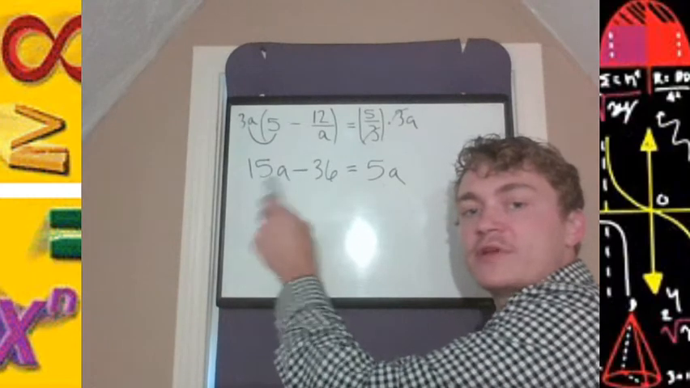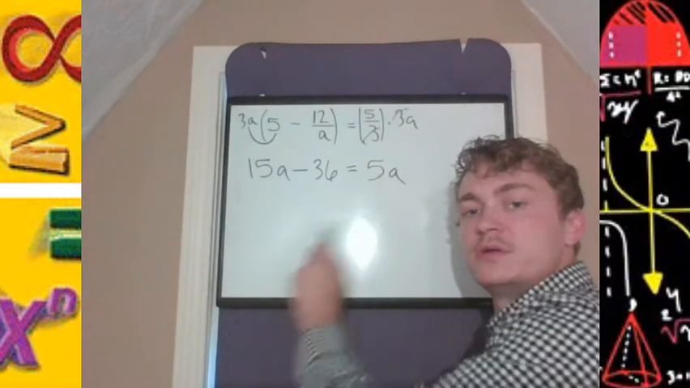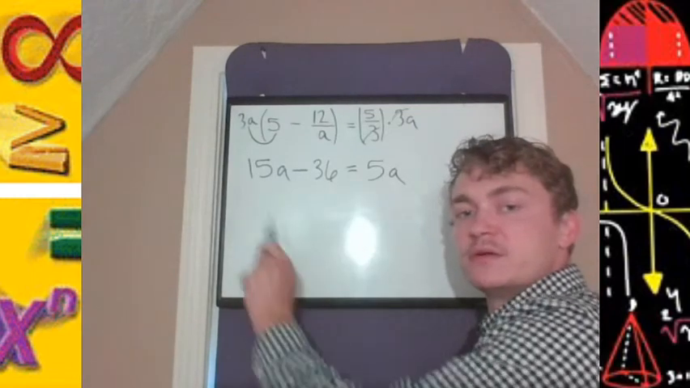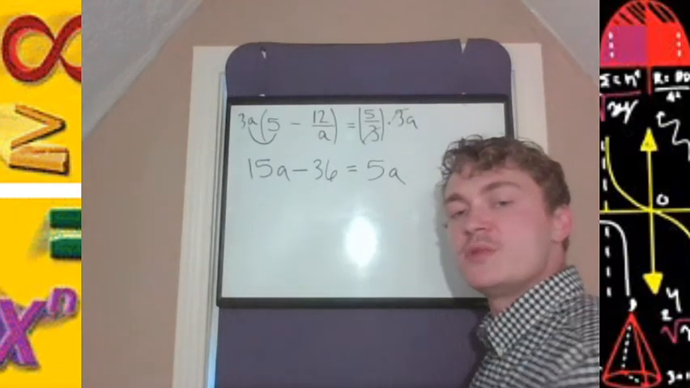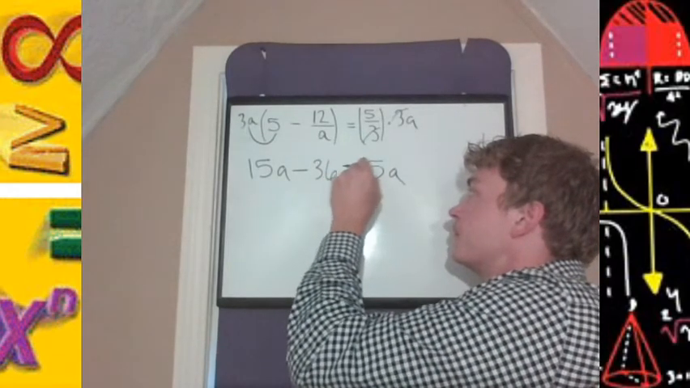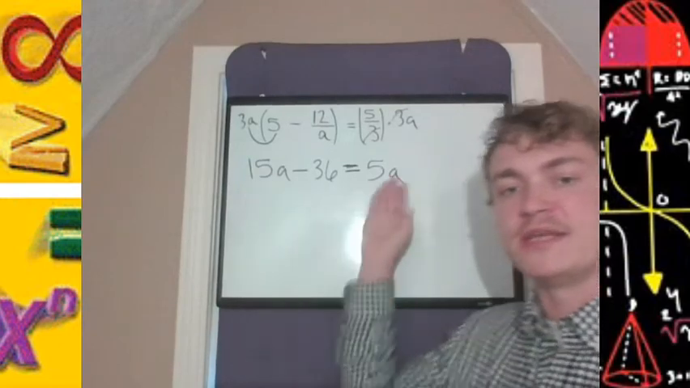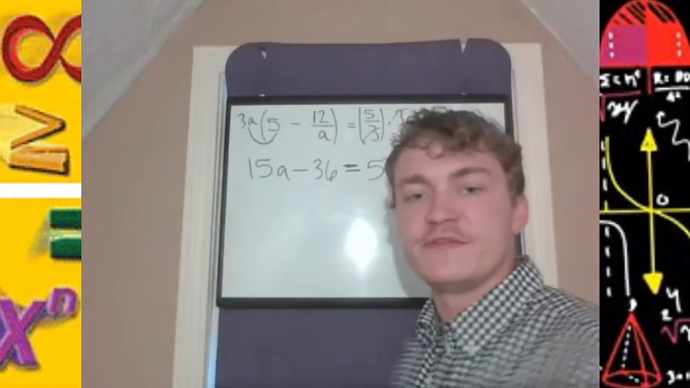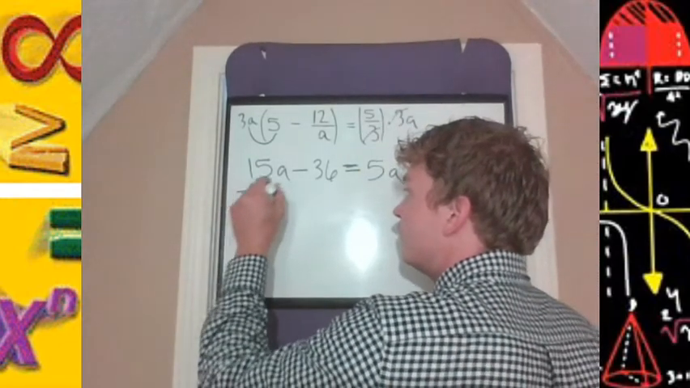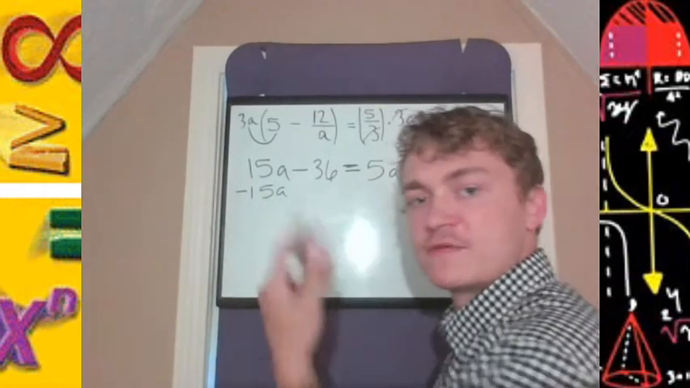Now, we have 3 terms. 2 of the 3 are variable terms. These are like terms, these 2 right here. The constant term is in the middle. We have this equal sign. To combine these like terms, to move it across the equal sign, subtract 15a. Or of course you can subtract 5a, but then you have to move the 36 over, that's fine as well.